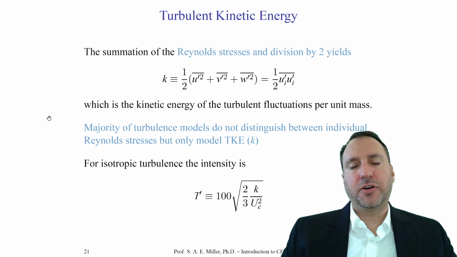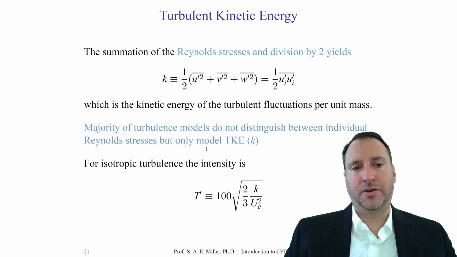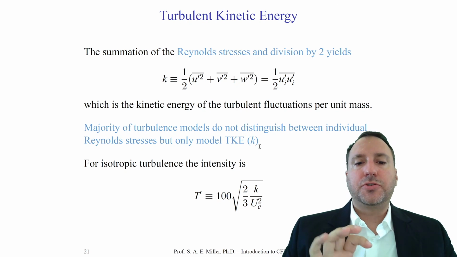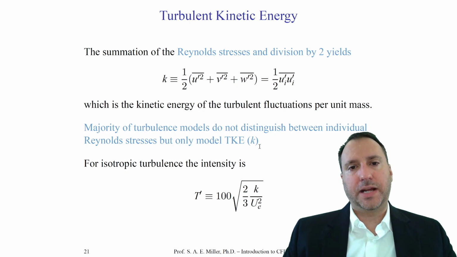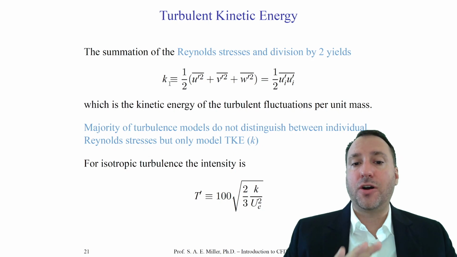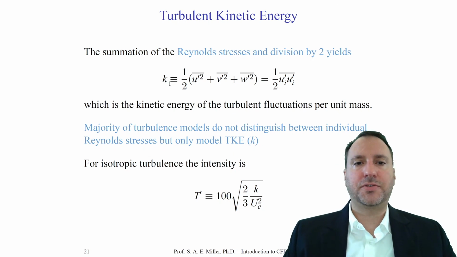Now, the majority of turbulence models will not distinguish between any particular individual Reynolds stresses, but only try and model turbulent kinetic energy. We will look at particular Reynolds stress models. So traditional models of turbulence, especially for RANS closures, simply try and find K, turbulent kinetic energy. They do not particularly look for off-diagonal terms. That is to say, there are models that look explicitly for each Reynolds stress term. They're, of course, called Reynolds stress models, and we'll talk about those too later in the class, but more briefly.